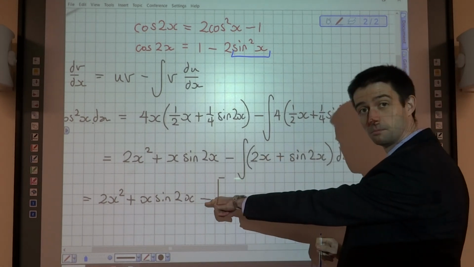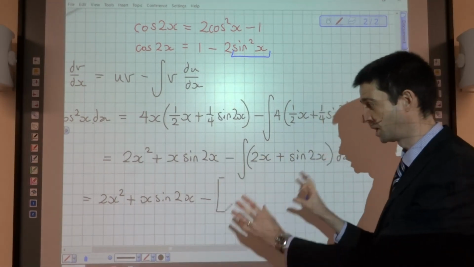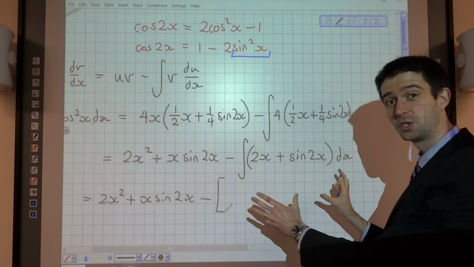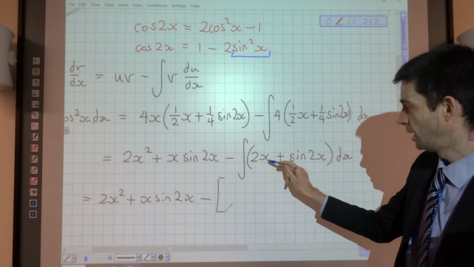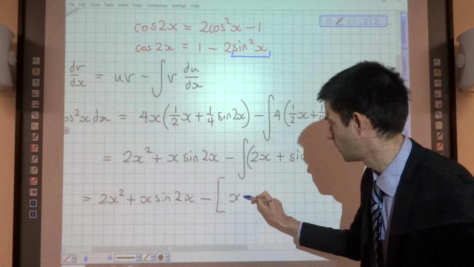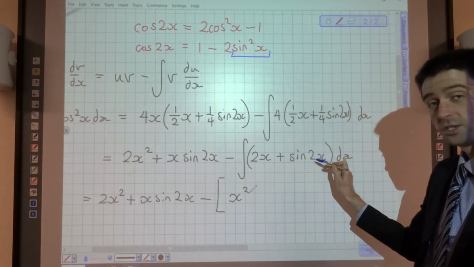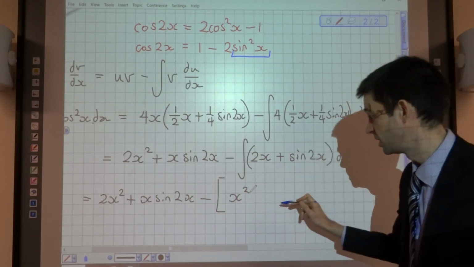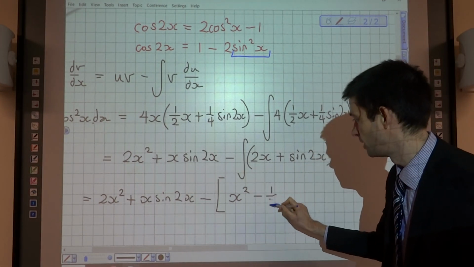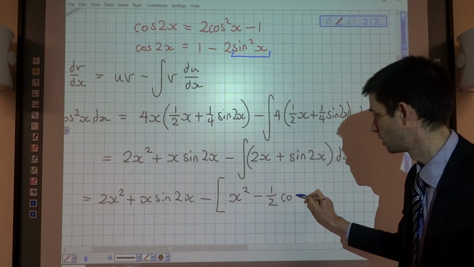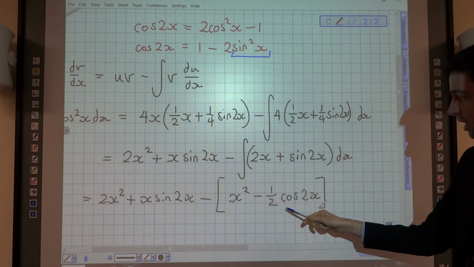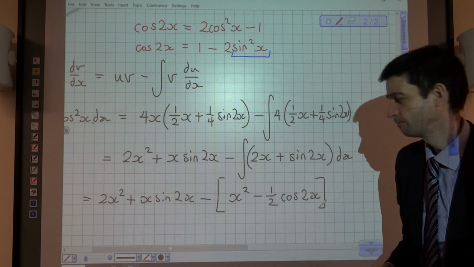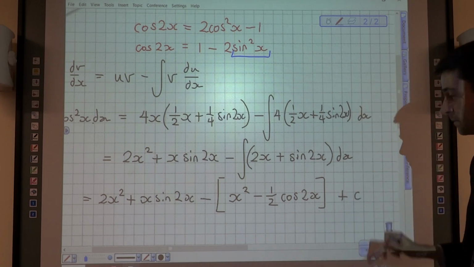Now notice, subtract big square bracket, because I'm going to be subtracting the result of both terms here, and I just need to be careful with signs. So integrate 2x, you're going to get x squared. And integrate sine 2x, now sine integrates to negative cos, and we divide by 2 because of the coefficient of x. So minus a half cos 2x plus constant.